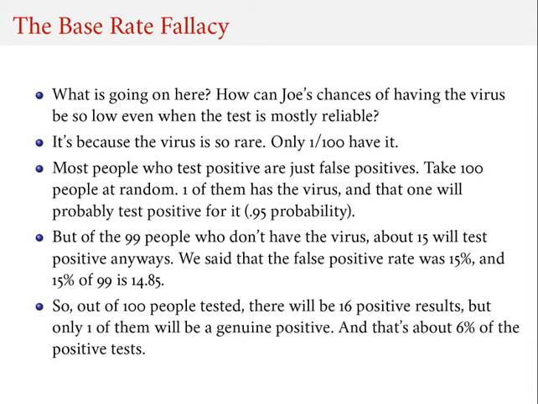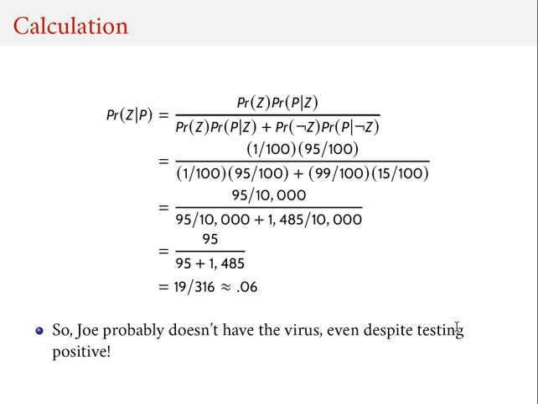What that means is that out of the 100 people we've taken and tested, there are going to be 16 positive results. But only one of those positive results is going to be a genuine positive. And 1 over 16 is about 6%. And that is the answer we got here.